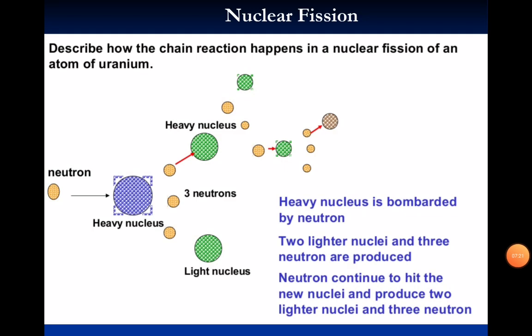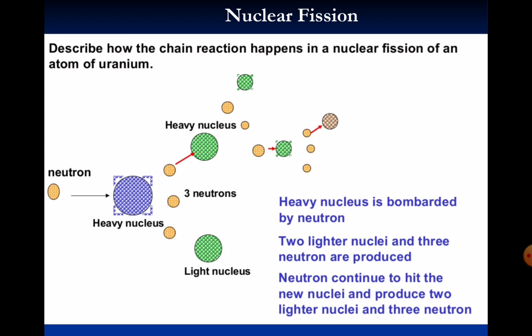Okay, let's have a closer look at nuclear fission. On the left side we see a neutron hits a very heavy nucleus and splits it into a heavy nucleus and a light nucleus. Meanwhile, it also gives off 3 neutrons. These 3 neutrons can again split up a heavy nucleus. And this process keeps on continuing, with new nuclei producing more neutrons.